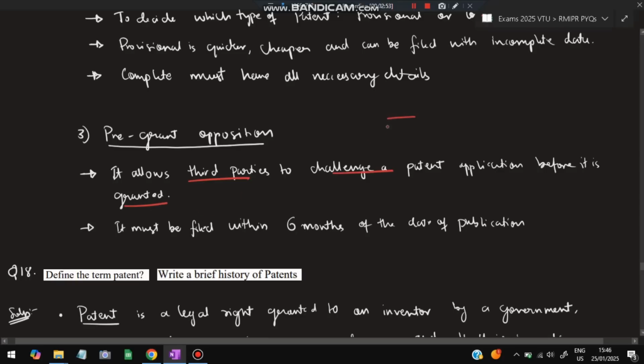Okay, and pre-grant opposition means it allows third parties to challenge a patent application before it is granted. So once a third party is present here and the patent is present here, the third party can check if the patent already exists or not, or if they have any opposition comments on it, they can submit those comments. It must be filed within 6 months of the date of publication. They have 6 months' time. Whoever wants to challenge that patent can challenge it.